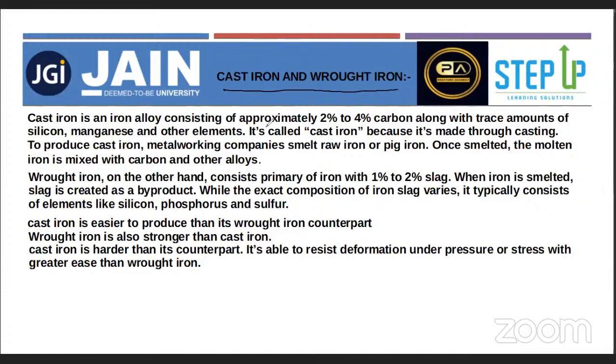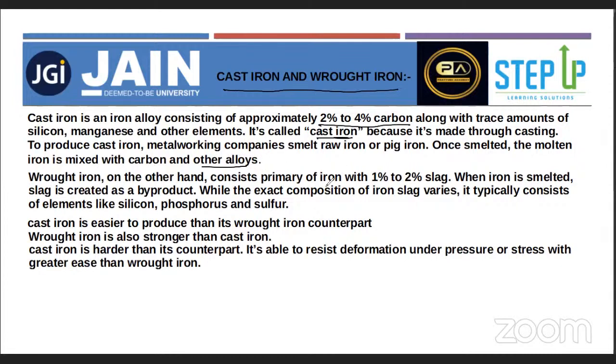Cast iron is an alloy consisting of 2 to 4% of carbon, with a trace amount of silicon, manganese, and other elements. It is called cast iron because it is made through casting. Metalworking companies smelt raw iron or pig iron. Once smelted, the molten iron is mixed with carbon and other alloys. This is not that much stronger.